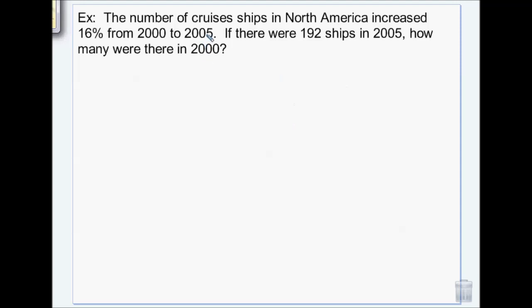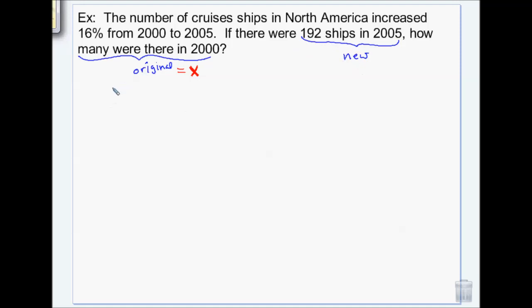So what we have is the number of cruise ships in North America increased 16% from 2000 to 2005. If there were 192 ships in 2005, how many were there in 2000? This is the new, correct? Because 2005 is later. And then how many were there in 2000? That's the original. So our original is our unknown. We don't know what that is. So we'll call that X. Our new number is 192.